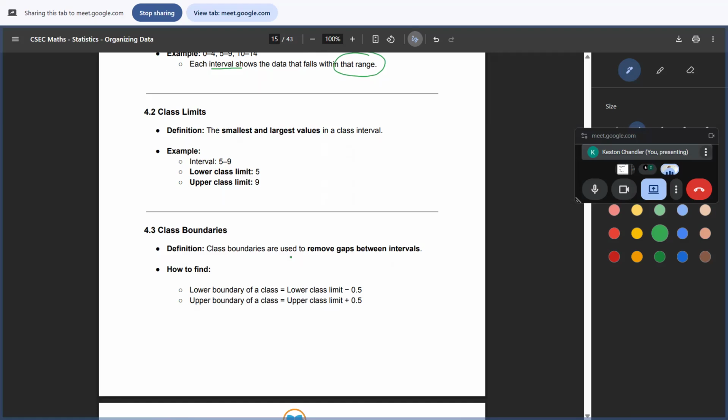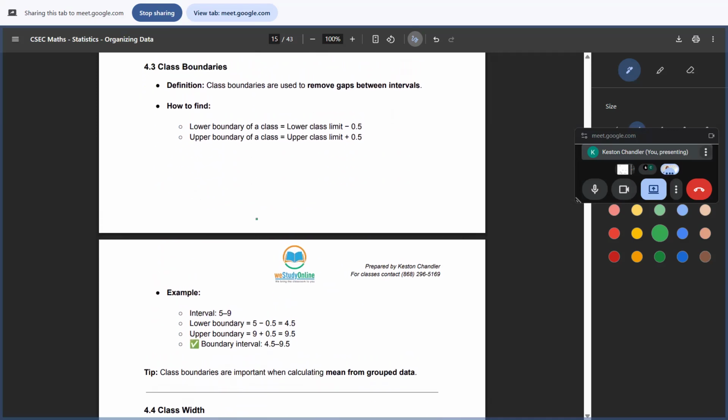Boundaries are similar to limits, but they help to further refine where the values in a particular interval would lie. They are basically used to remove gaps between the intervals. So, if we're talking about the interval 5 to 9, our limits are 5 to 9, right? But what if we have a value of 4.6, or maybe 8.7, or 9.3, or even 9.8? How would we know which interval to put them in? The boundaries help to clarify these areas.